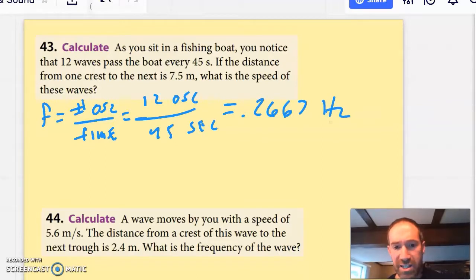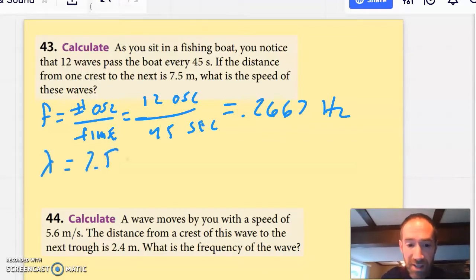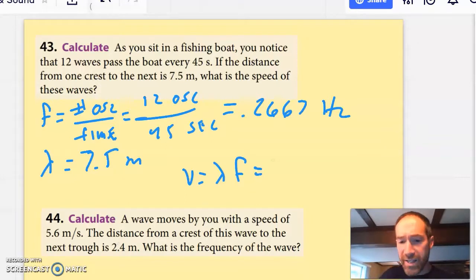Now, they say the distance from one crest to the next is 7.5 meters. And so that is the wavelength, 7.5 meters. And they want the speed of the wave. And so the wave speed is the wavelength times the frequency. And so if I multiply that wavelength and that frequency together, I get 2 meters per second.